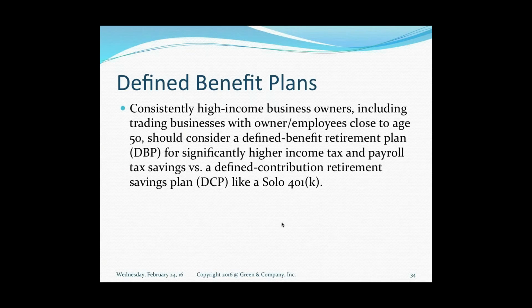Now, if you're making big money every year and you're a little older, consistently higher income business owners, including trading businesses with owner employees close to age 50, should consider a defined benefit retirement plan for significantly higher income tax and payroll tax savings versus a defined contribution plan. You can go up to the maximum compensation of $265,000 for 3 years. After that, you don't even need compensation, and the payroll taxes can stop. The actuary will tell you need to accumulate $2.5 million, and then you'll be able to catch up to that fast. You probably can have a tax deductible contribution of $150,000, $200,000, $250,000 a year, depending on how many years to retirement. And the actuary crunches those numbers. It's an unbelievable plan, but you got to be consistently high income and have the cash flow to be able to fund it.